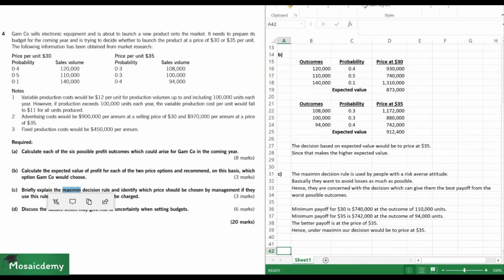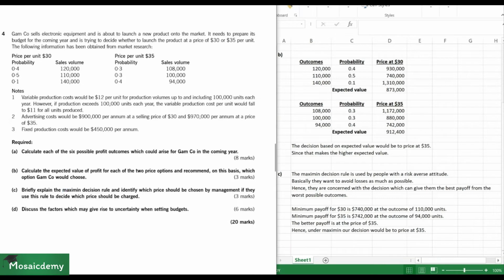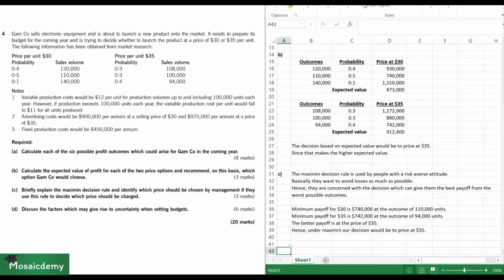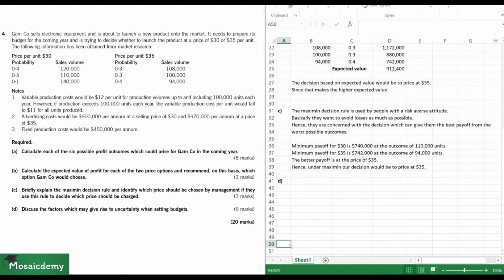8, 3 and 3 marks, 14 marks already down, and we're left with the last part, part D. Discuss the factors which may give rise to uncertainty when setting budgets. Now this is one of those questions where they want you to do some general analysis. If you can bring in certain concepts, you can, but technically this is general analysis. What may give rise to uncertainty when setting budgets? So you need to apply your general understanding of finance, business, etc. in order to be able to do this analysis.